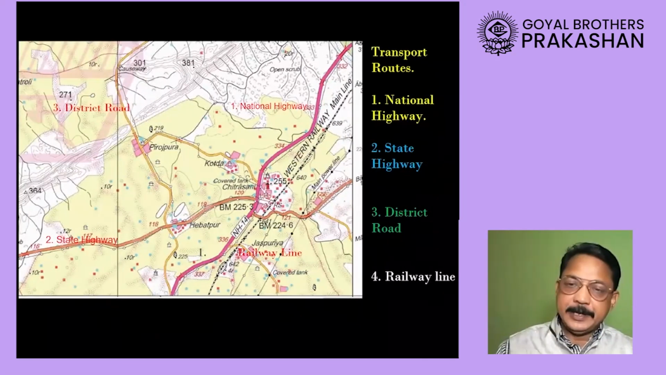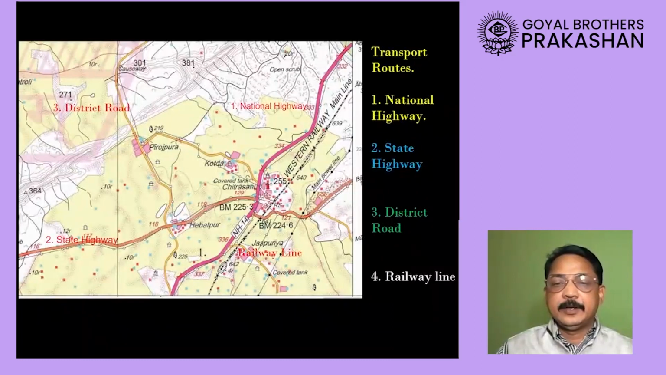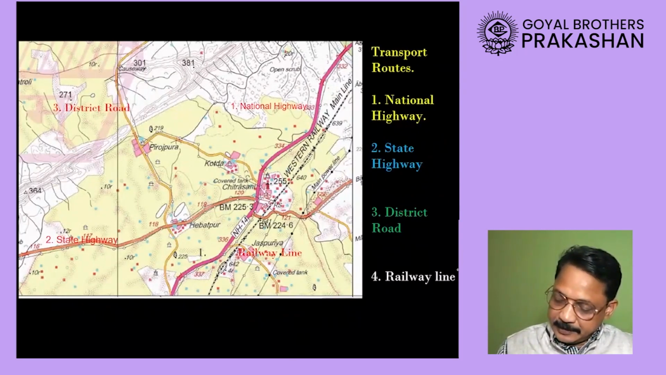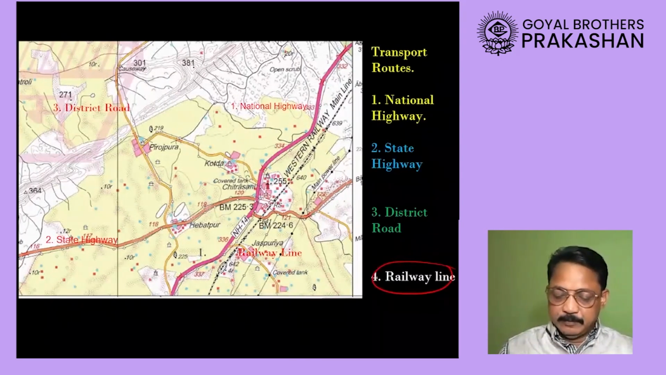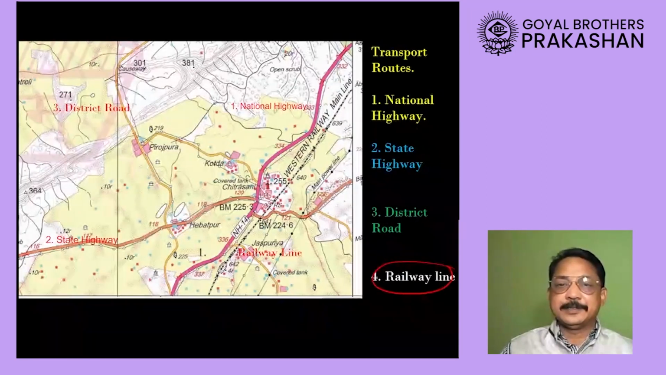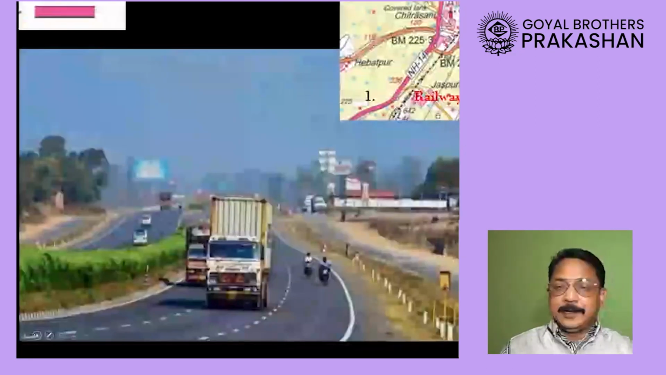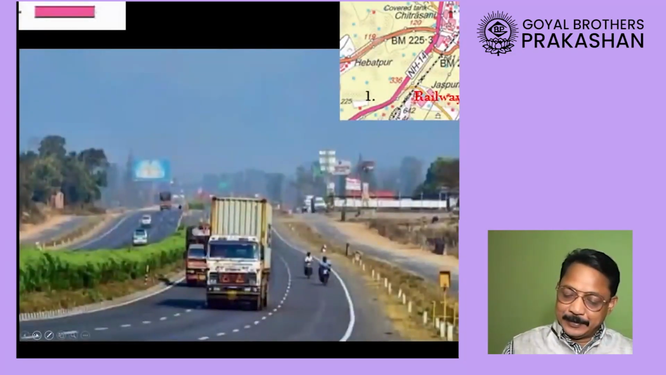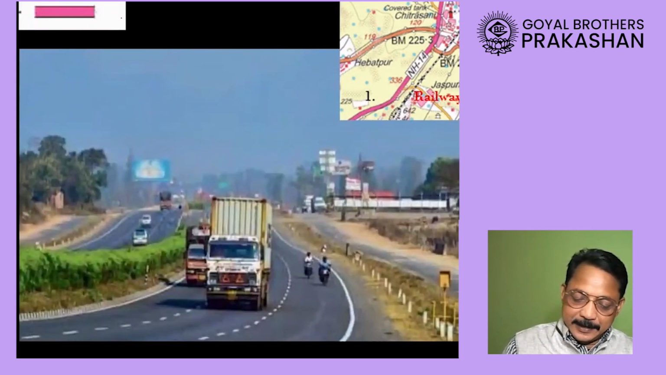Now suppose in this map, dear student, they ask you which is the fastest mode of transport. Because a railway line is present here, we will say the railway is the fastest mode of transport in this map extract. Again, look in more detail. This magenta color, dear student, about which I was talking, we have seen. It is also seen here in the map.